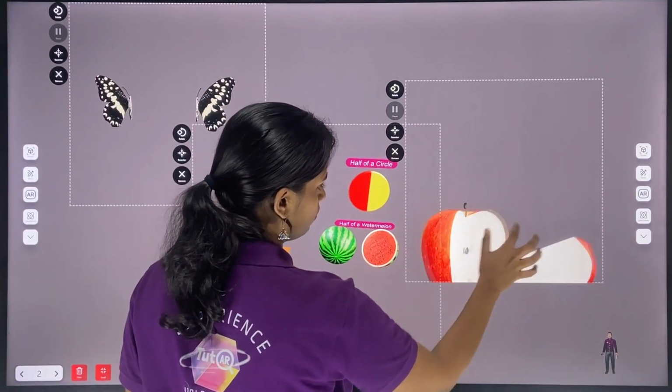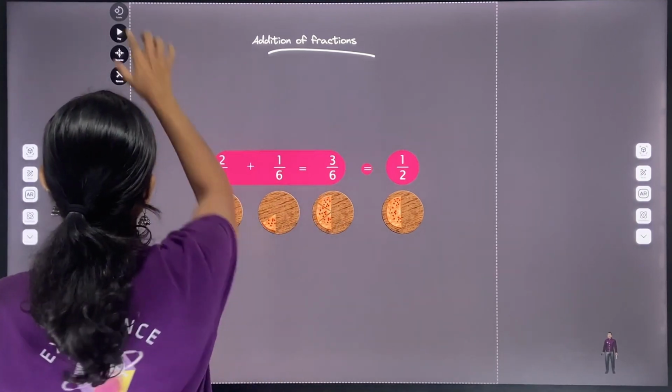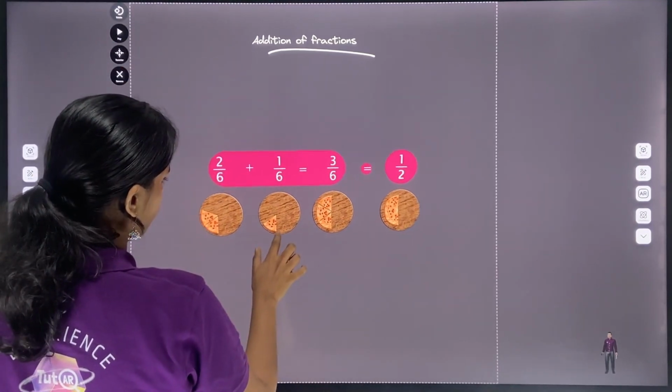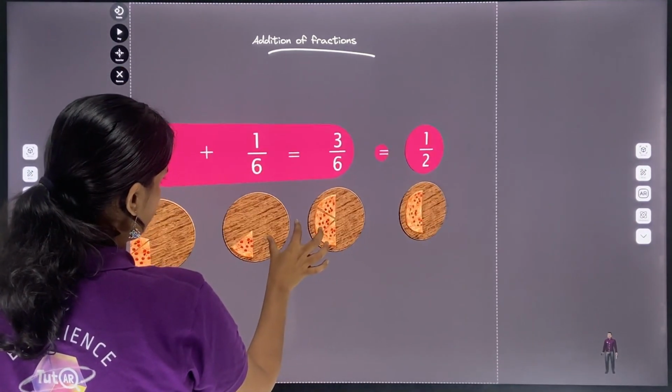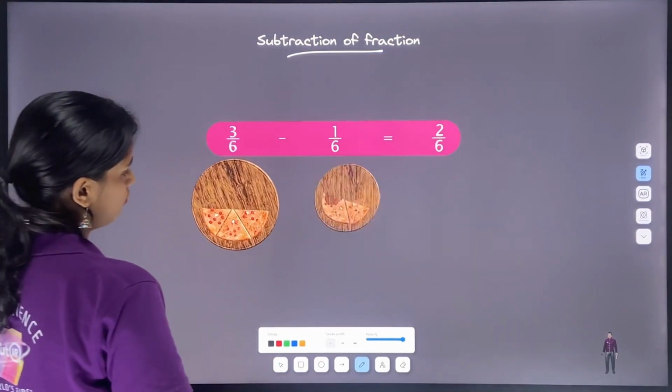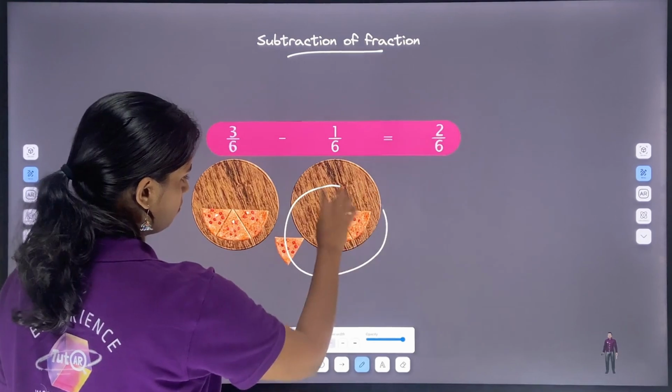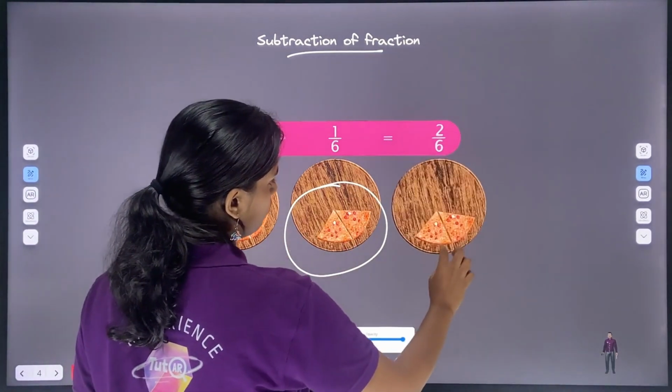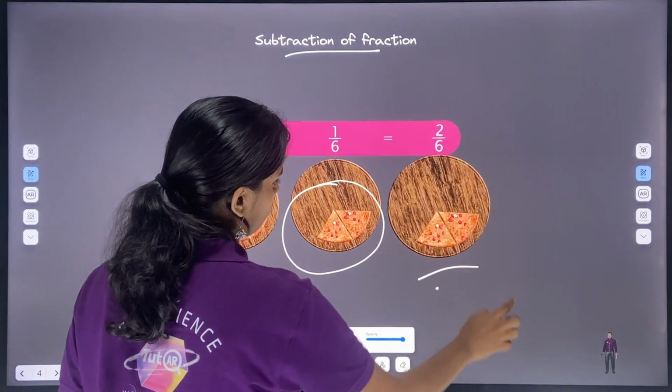Teachers can use models of real-life objects to show how fractions with the same denominator are combined visually. Here you can visually subtract fractions like 3 by 6 minus 1 by 6 using the model to remove shaded parts and clarify the concept.